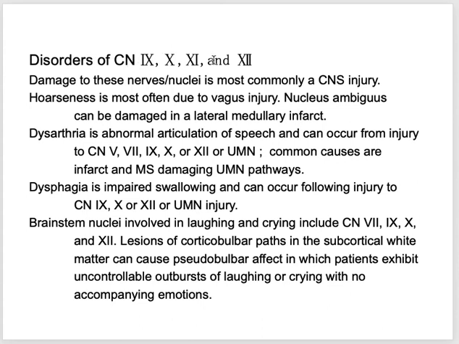Cranial nerves 9, 10, 11, and 12, which are basically which nerves? Glossopharyngeal, vagus, accessory, and hypoglossal. Damage to these nerves is a very common type of CNS injury. Okay. Whenever the vagus nerve is damaged, hoarseness is the result. Okay. For example, in lateral medullary infarct, because the nuclei are present over there.